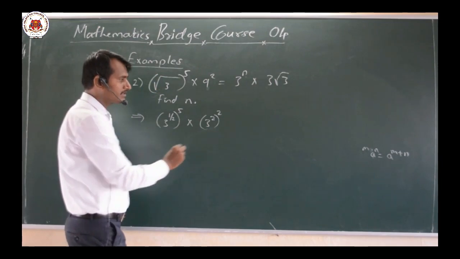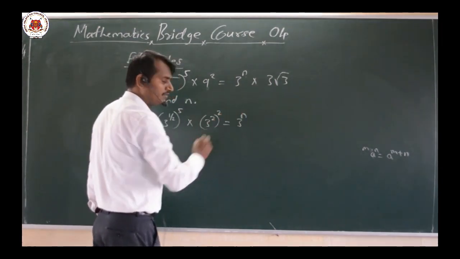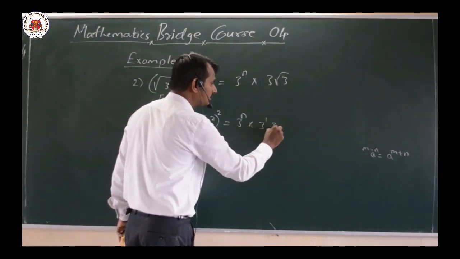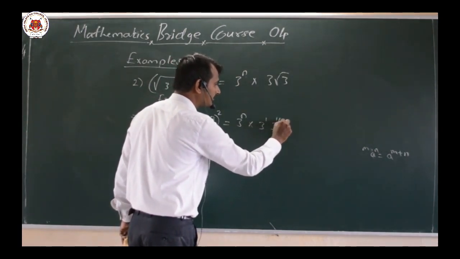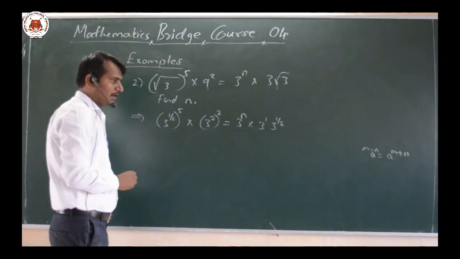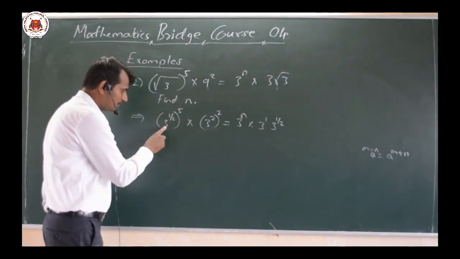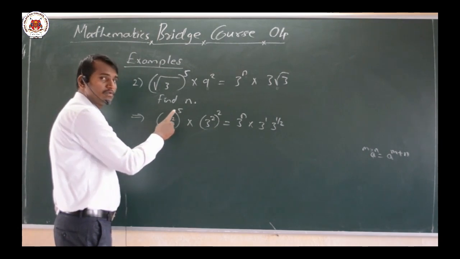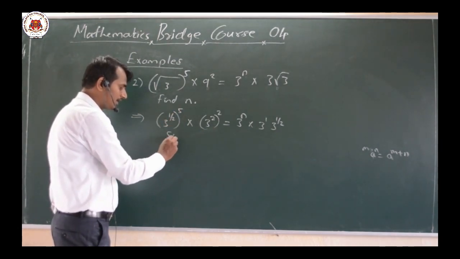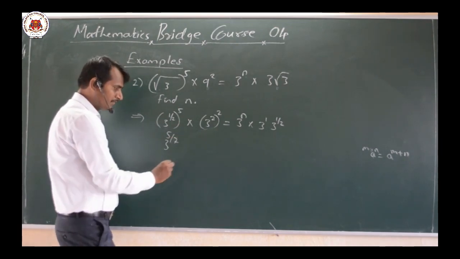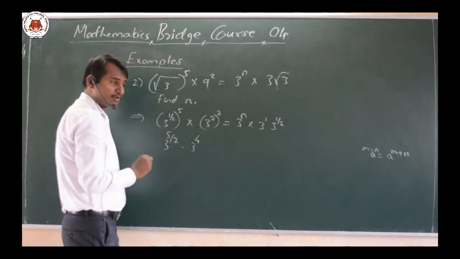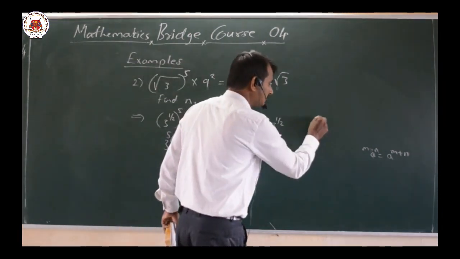Then 3 to the power of n, into 3 to the power of 1 by 2, since square root of 3 is 3 raised to 1 by 2. Now before adding the powers, 3 to the power of 1 by 2 whole to the power of 5, when we multiply these, gives 3 to the power of 5 by 2. Into 3 to the power of 2 twos are 4. Which property is this?